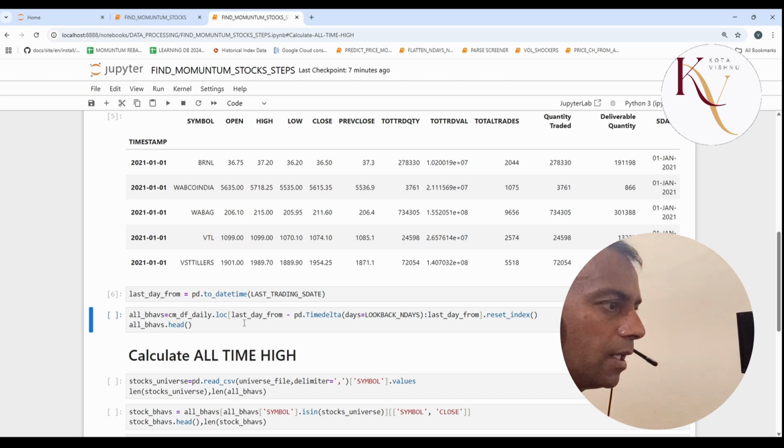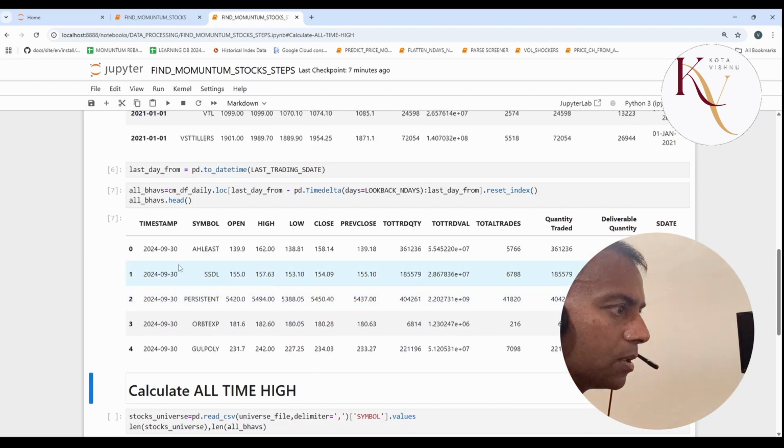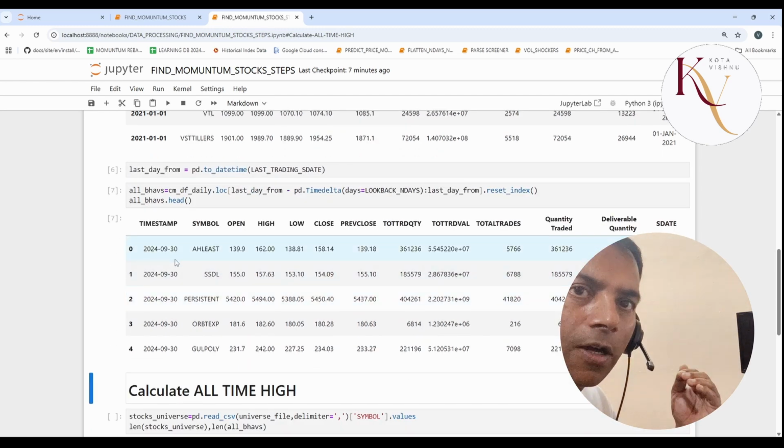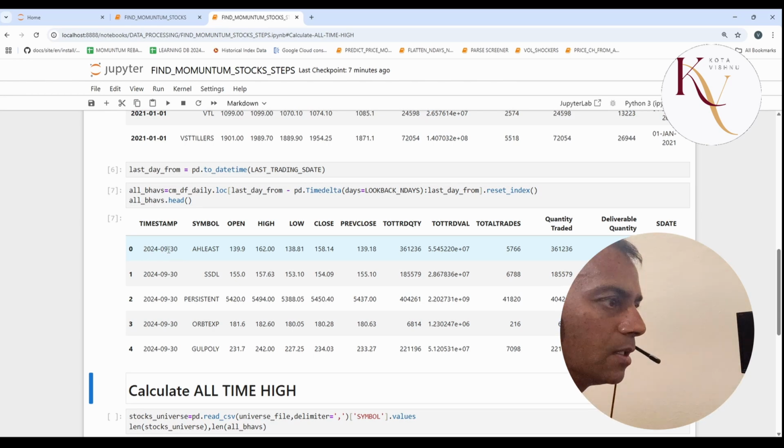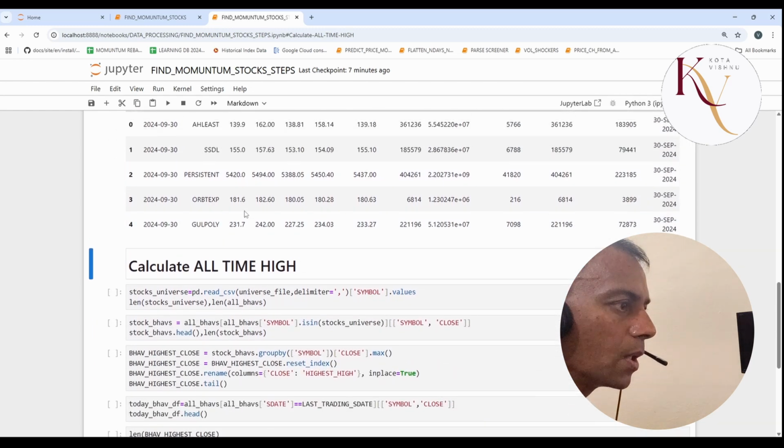So I'm getting the latest last day, in this case it's the 17th April. I'm only getting those stocks which are past 200 days. So this is November 30th. Now that we've got the last 200 days of data, we'll calculate the all-time high.